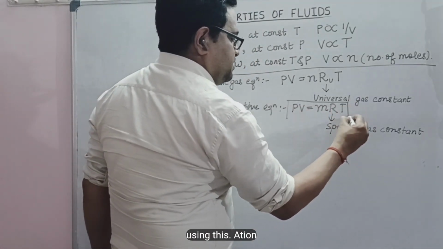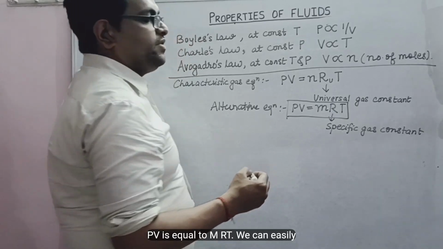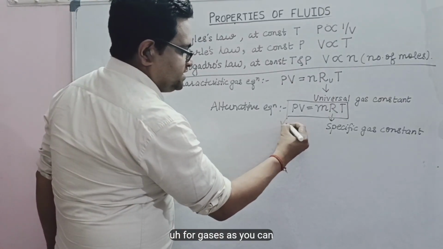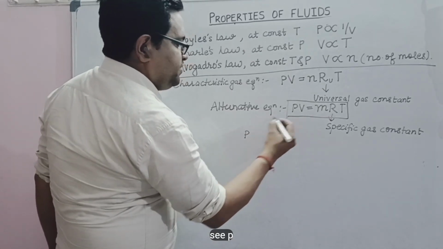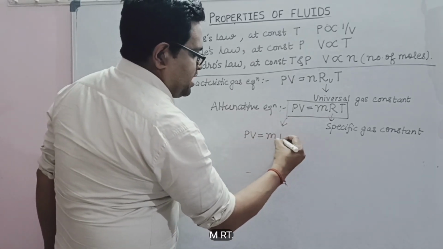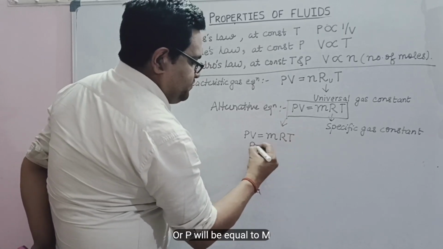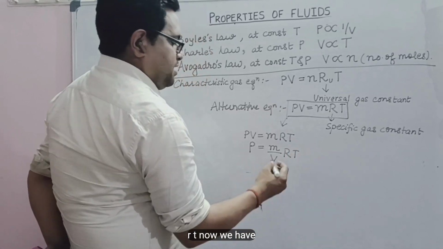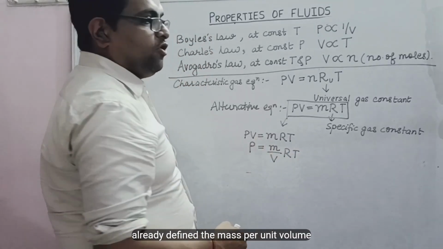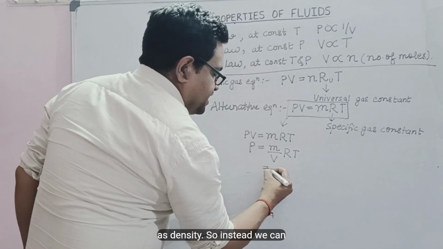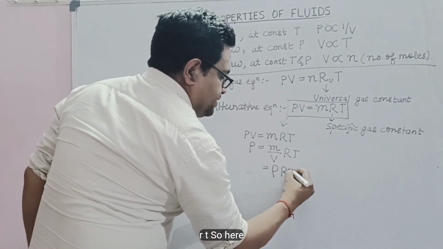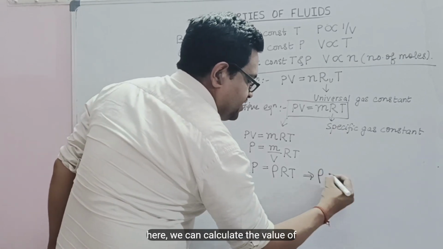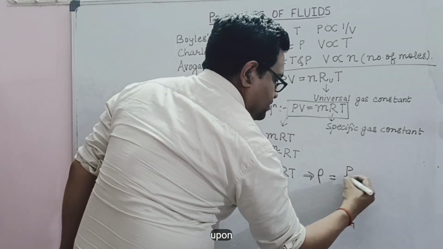Now using this equation, PV is equal to mRT, we can easily calculate the density of gases. As you can see, PV is equal to mRT, or P will be equal to m upon V times RT. Now we have already defined the mass per unit volume as density. So instead we can write this as rho RT. So we have P is equal to rho RT, and from here we can calculate the value of rho as P upon RT.